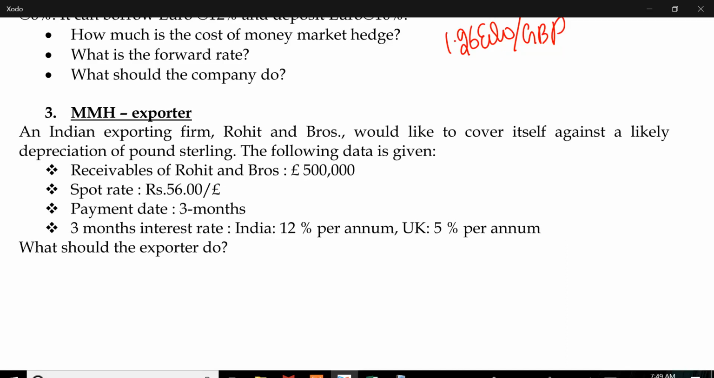Full stop. The steps for the same, to protect itself from depreciation of pound sterling. Full stop. The steps for the same are provided below.